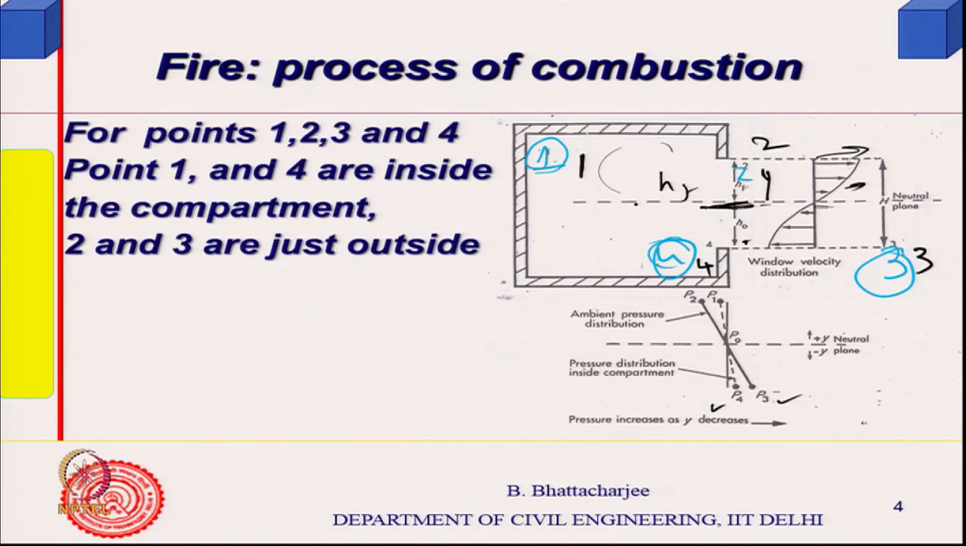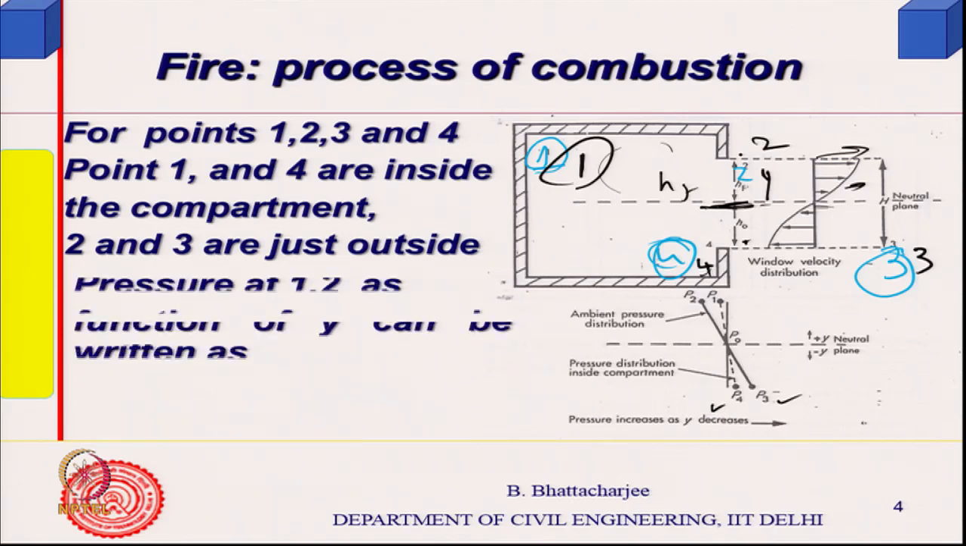So, for points 1, 2, 3, 4, points 1 and 4 are inside the compartment, and points 2 and 3 are just outside. So, you can actually find out the pressure difference between these two.